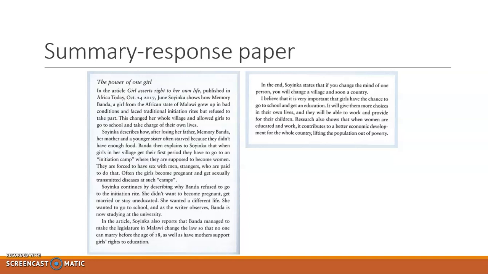So the very first thing that this writer does is give us all the information about the article they are writing about, which is important if you're going to do this properly. We get the title of the original article, where and when it was published, and who wrote it, June Soyinka. And the next paragraph begins, Soyinka, the writer of the article, describes how, and so on. And this is also important if you're doing it properly.